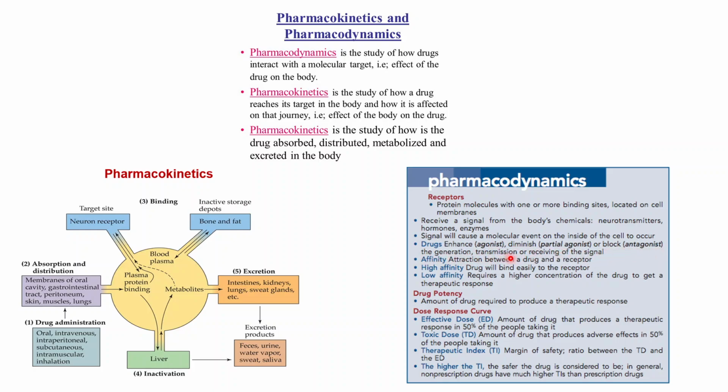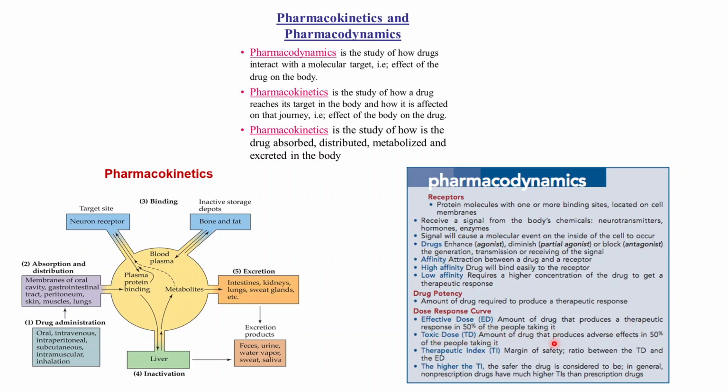The generation, transmission and receiving of the signal, and affinity, the attraction between the drug and receptor. With high affinity, the drug will bind easily to the receptor; with low affinity, it requires a higher concentration of the drug to get a therapeutic response. Drug potency is the amount of the drug required to produce a therapeutic response. On the drug response curve, the effective dose is the amount of the drug that produces a therapeutic response in 50% of the people taking it.